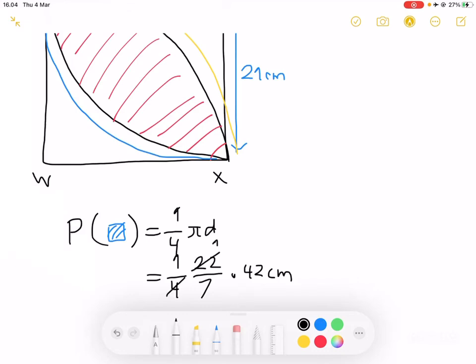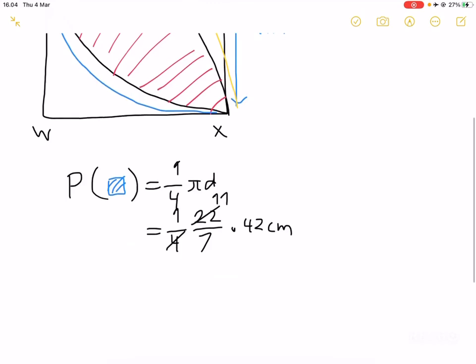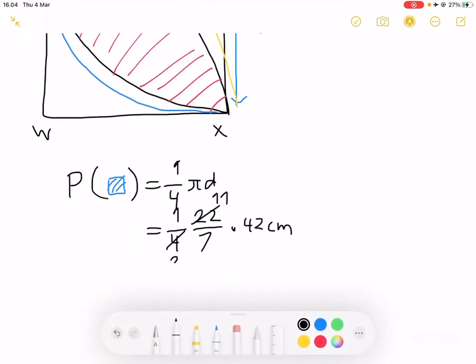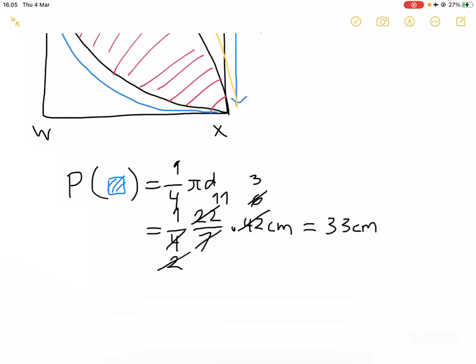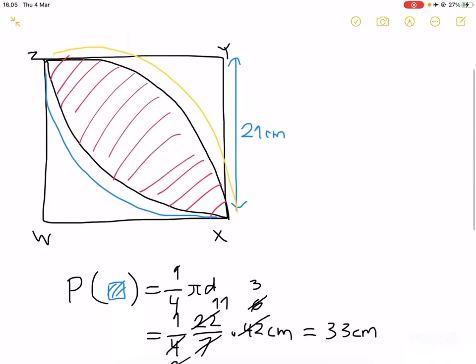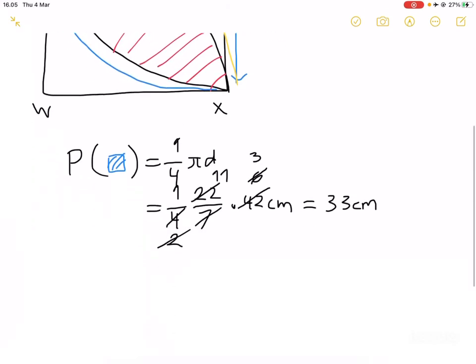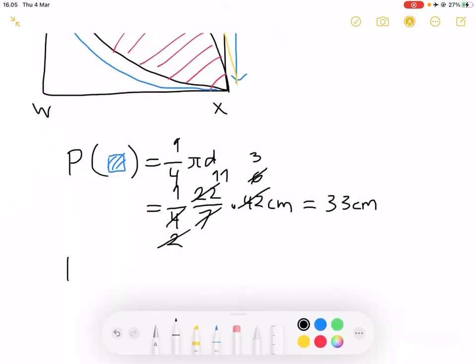So we can just cancel some things out. This will be 2, and this will be 6, and this will be 3. So the length of this arc will be 33 centimeters. If you haven't noticed already, the length of the blue arc is equal to the length of the yellow arc. So we can just stop right here because we know they are equal.